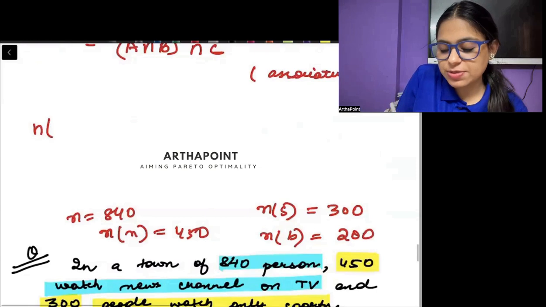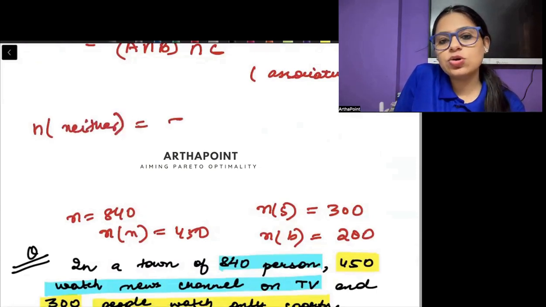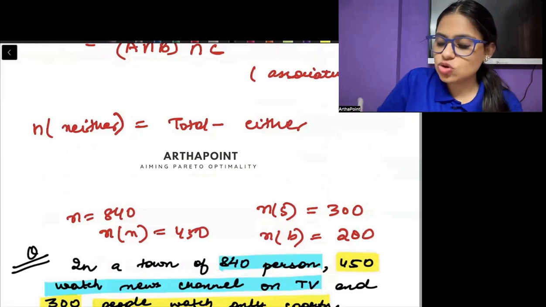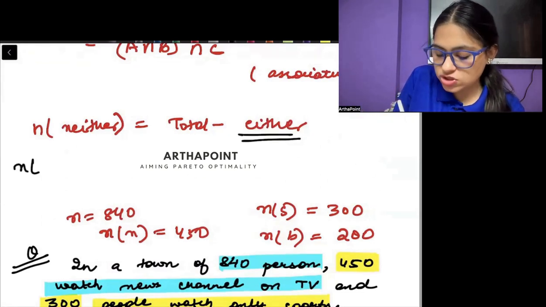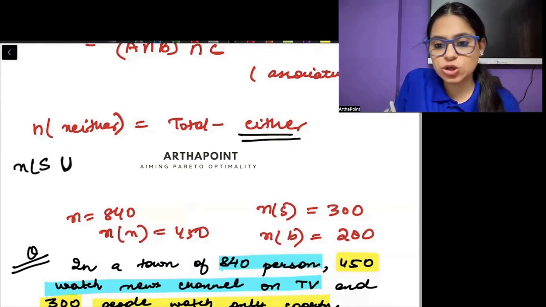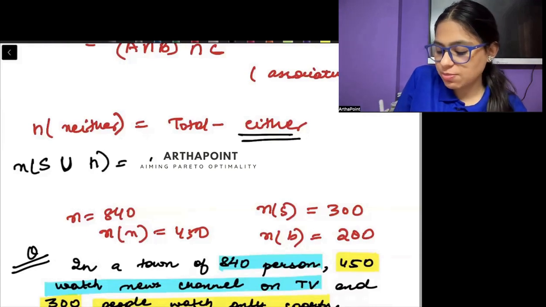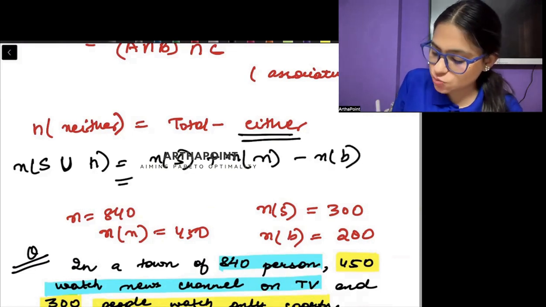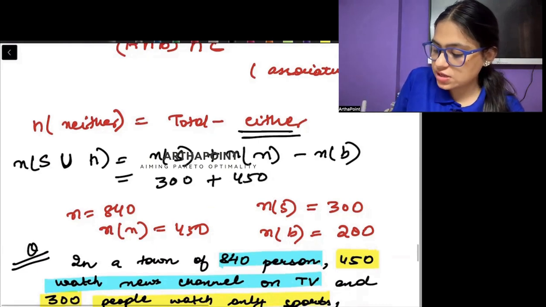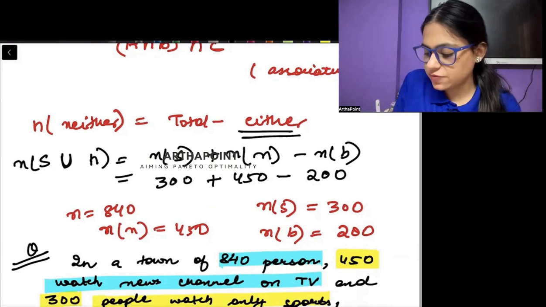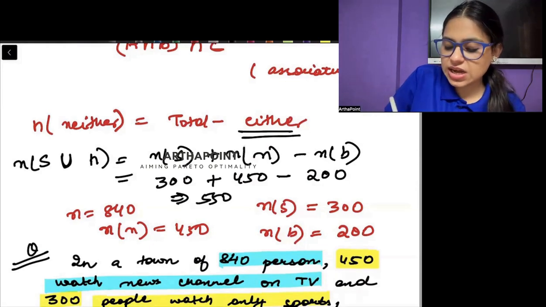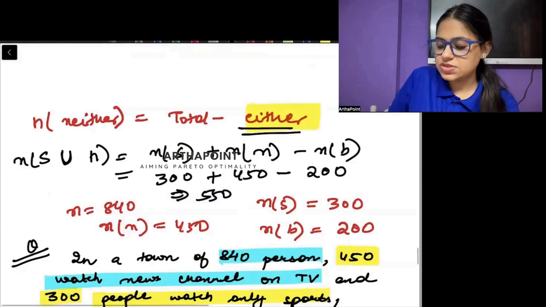So the number of people who watch neither will be total minus the number of people who watch either. Either means ya A ya B. So either is always represented through union. So the number of people who watch sports or news will be the number of people with sports plus news minus both. Right? So sports is watched by 300 plus 450 minus 200. So 750 minus 200. So 550. So either ka hume mil gaya, that either one is 550.